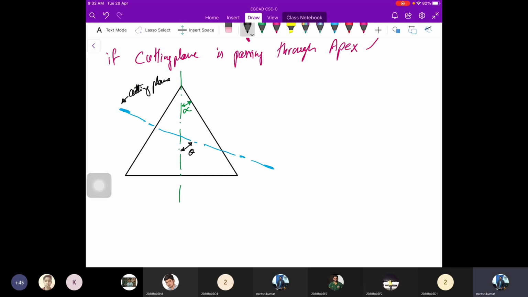So whatever cross section we are getting is something like an ellipse. Hatching means a 45 degrees line followed by a 2 mm gap, like this. Whatever cross section you are getting is called an ellipse.